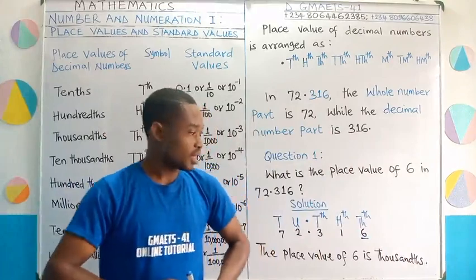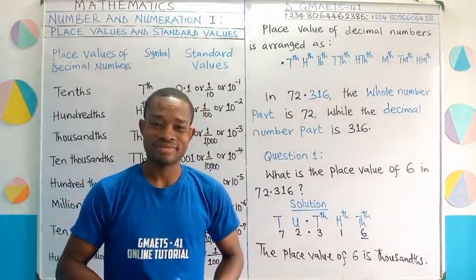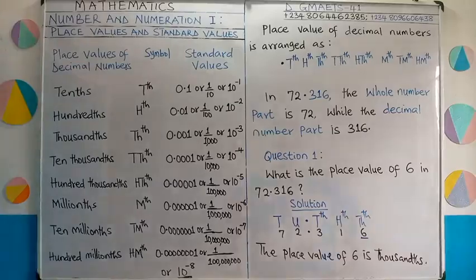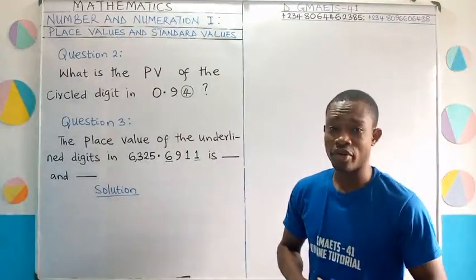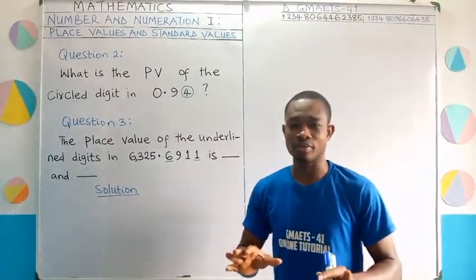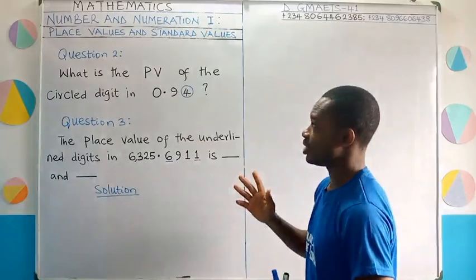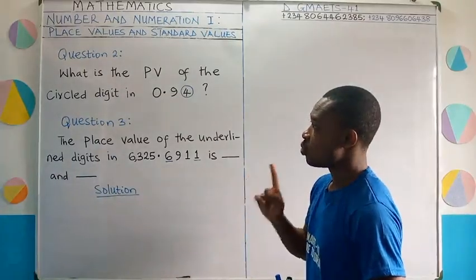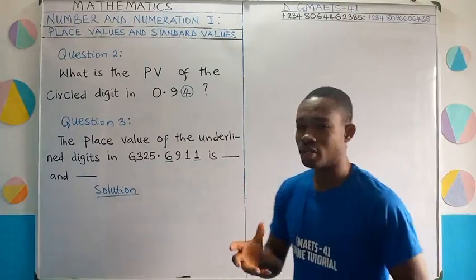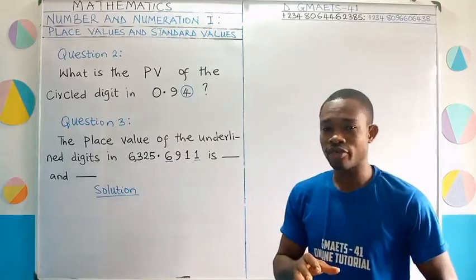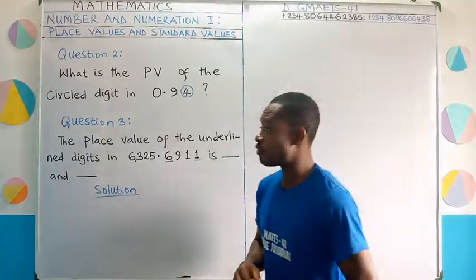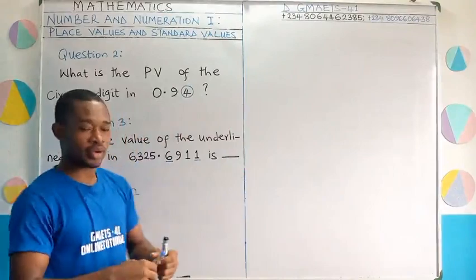We shall pick yet another question and see. Now we have these two questions on the board, alright? Question 2 and 3. I'm trying to be fast in solving them. Is that okay? Let's look at what the question said. What is the place value of the circled digit in 0.94? 4 was circled for us. Now let us solve question number 2 first before we move on to question 3.